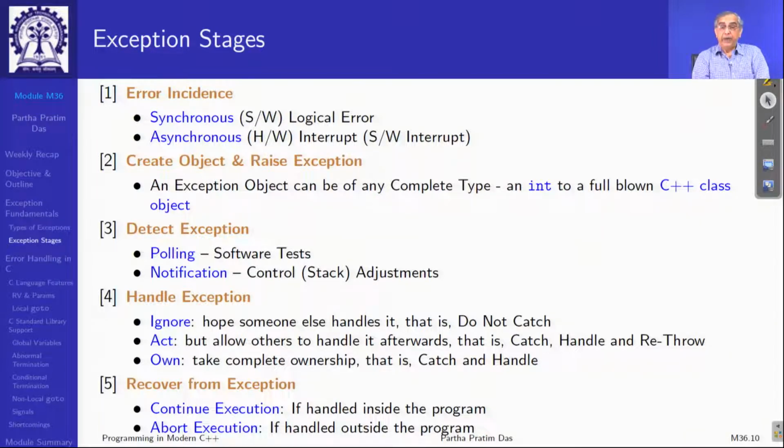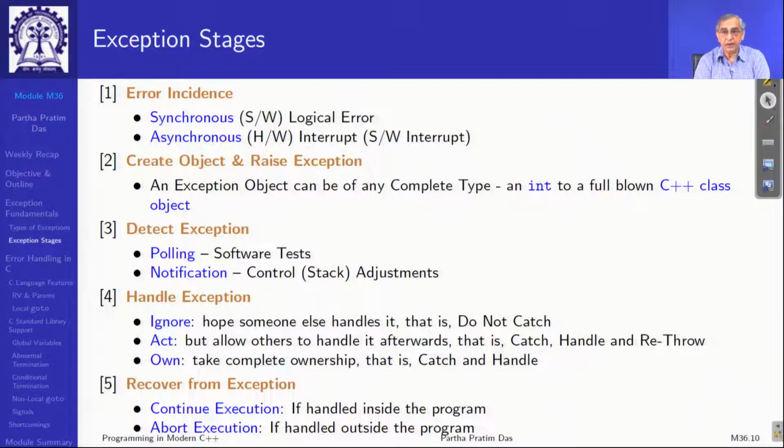Then if you are raising that, it has to be detected, right? Somebody has to respond to that, somebody has to check that I have returned -1. So, that is polling. It could happen through notification also; we will see more of that later. And then you have to handle that exception.